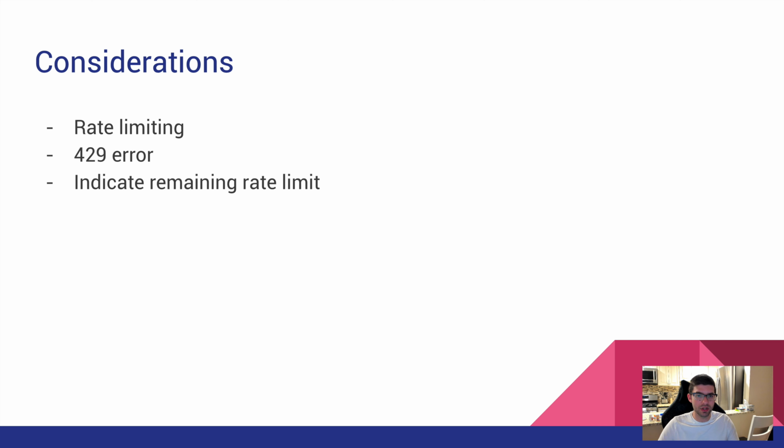And another thing we probably want to do is indicate the remaining rate limit. This is good practice, because people are going to want to know, whether programmatically or the developer themselves, how many more times they can make this request, and they need to be able to act accordingly depending on that number. So these are things you want to do when you're building out your services.